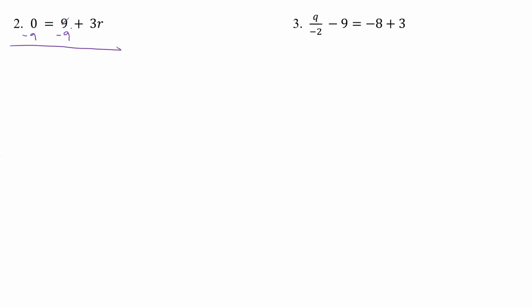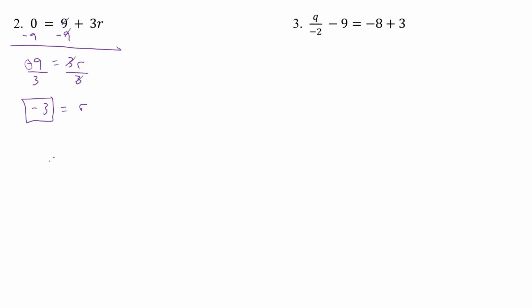So when we do that, those are gone. On the right, we get 3r. On the left, we get -9. Now we know that since this is a product here, to get rid of it, we have to divide by that 3. And so when we divide by 3, we just get r equals. Now 9 divided by 3 is 3, but we have that negative sign, so r is equal to -3.